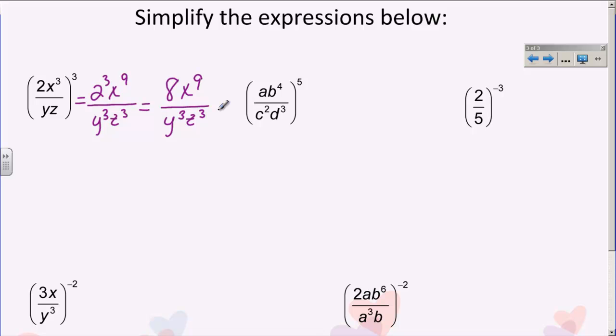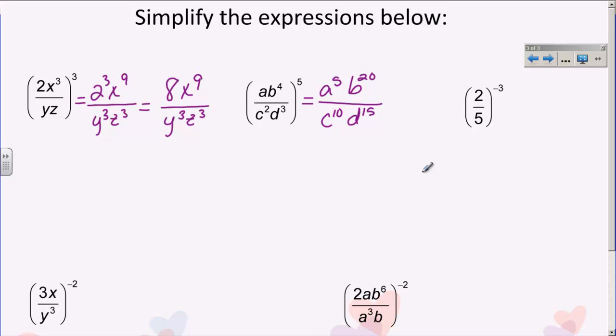The next problem is very much the same. You have all of this taken to the fifth power, so I've got to distribute my little 5 all the way through. So this becomes a to the fifth. And then my b becomes b to the 20th, because I have to multiply 4 times 5 is 20. And then same down here, I end up with c to the 10th, because I have to multiply 2 times 5, and d to the 15th, because I have to do 3 times 5. Again, I don't have any like bases going on. I can't simplify any further. I'm done with that problem.